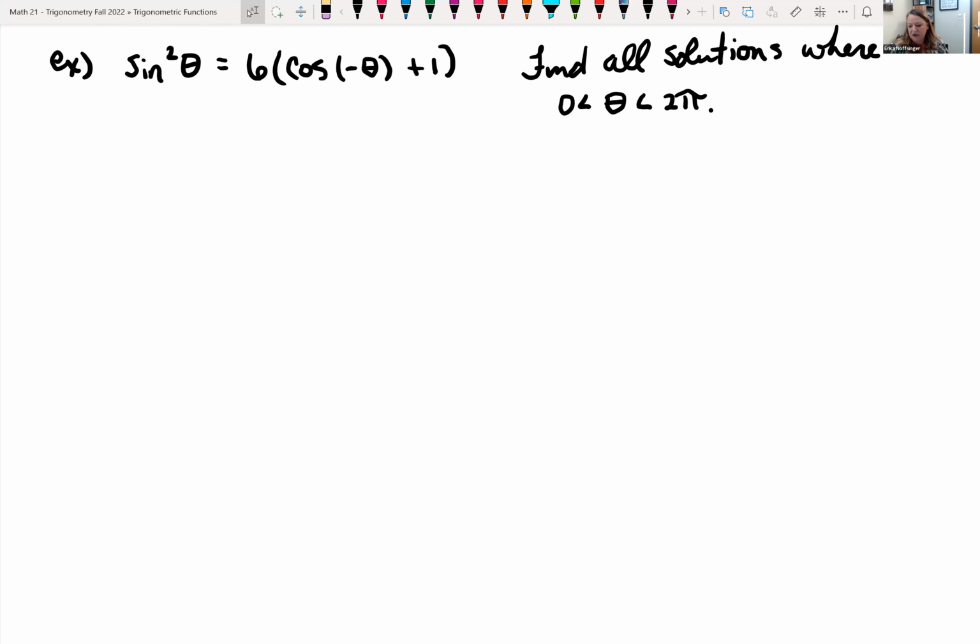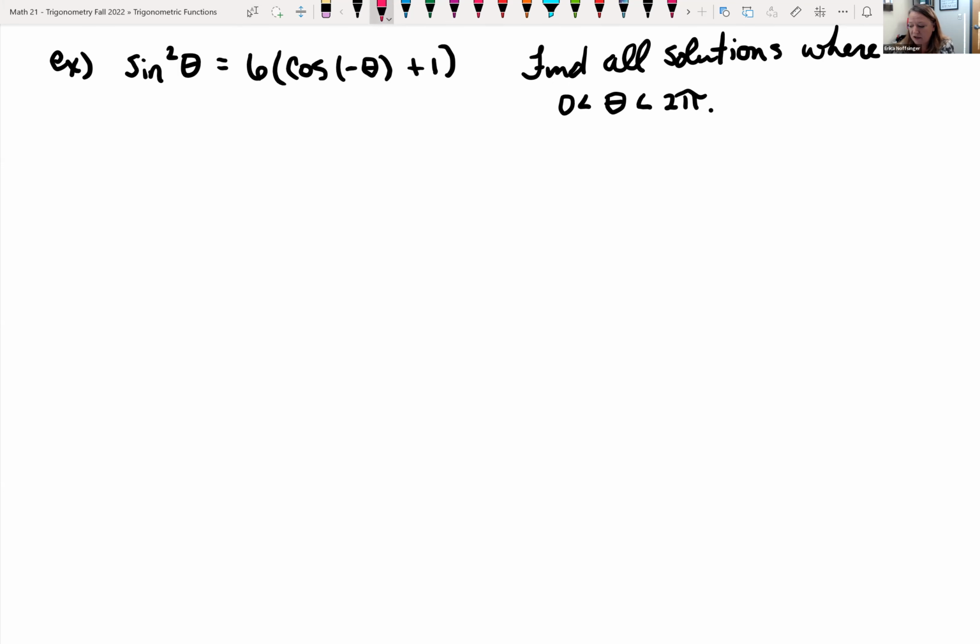So for this next equation, we have sine squared theta equals 6 all times cosine of negative theta plus 1. And we want to find all the solutions from 0 to 2 pi. Looking at this equation, notice we have both sine and cosine functions in there. We need to manipulate this so that there's only one trigonometric function in there. And so we want to go back to some of the identities we learned at the beginning of the semester.